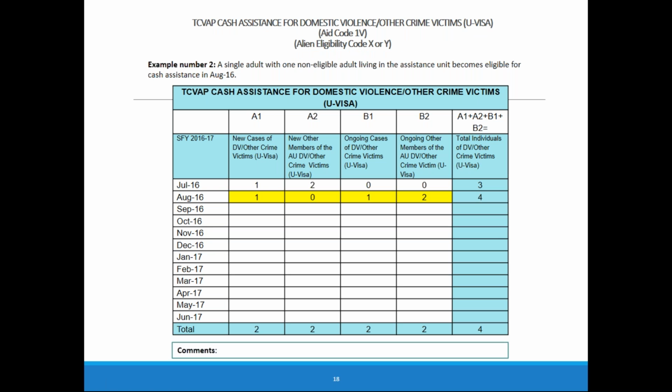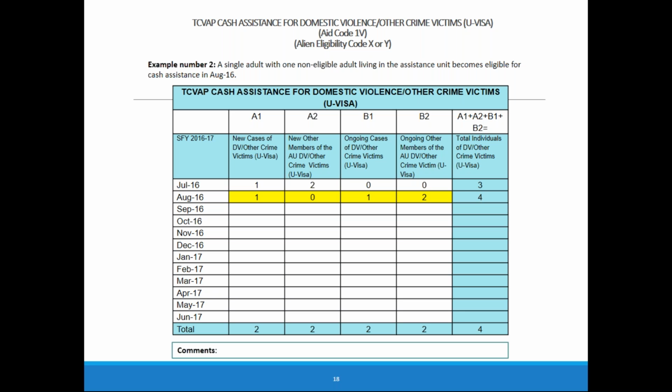Example number 2. A single adult with one non-eligible adult living in the assistance unit becomes eligible for cash assistance in August 2016. This information will be entered in the August 16 row. On column A1, enter 1 for the single adult. On column A2, enter 0 because the other adult living in the assistance unit is not eligible for benefits. Do not report members that are not receiving assistance, even if they live in the assistance unit.